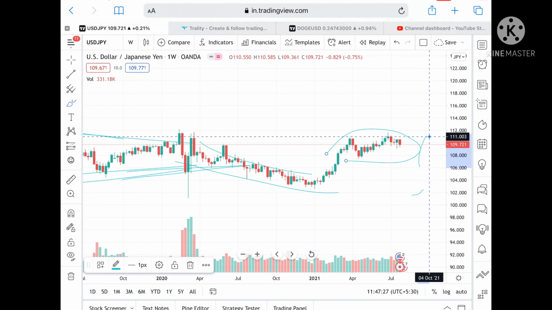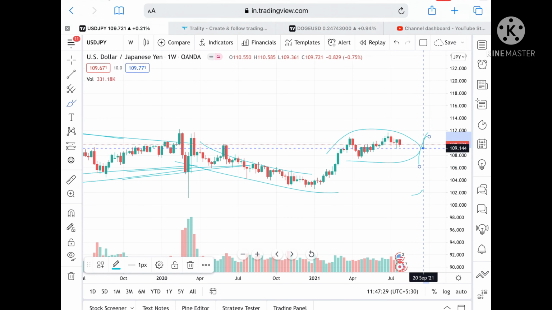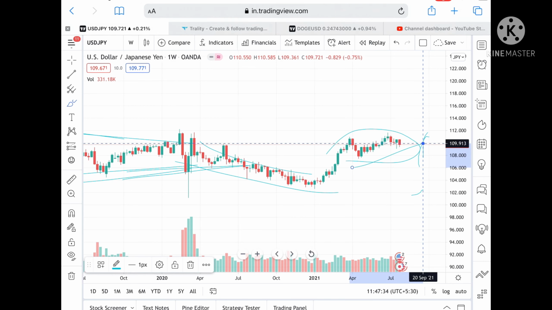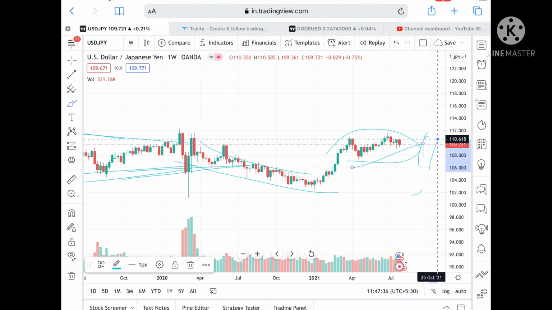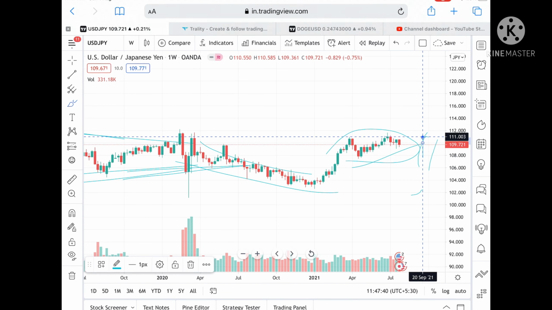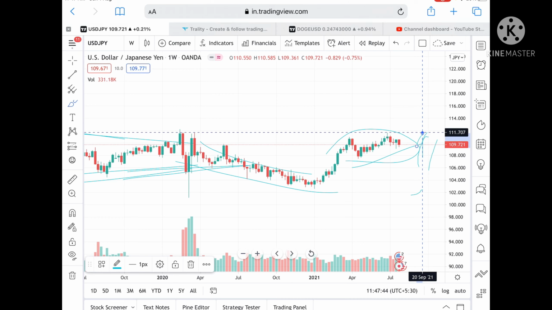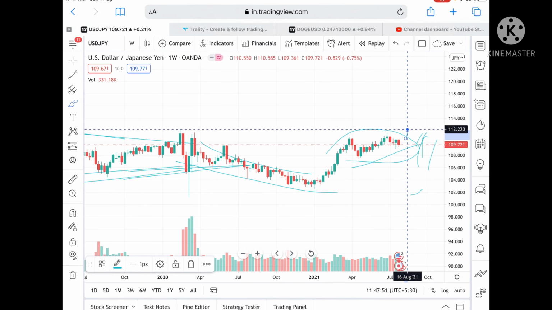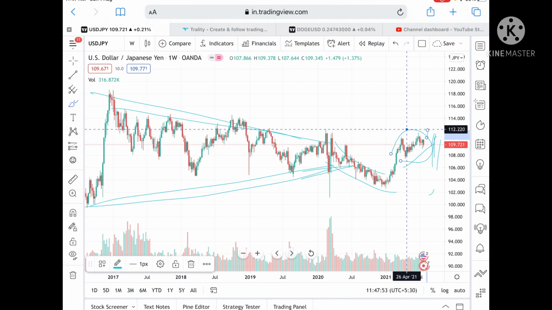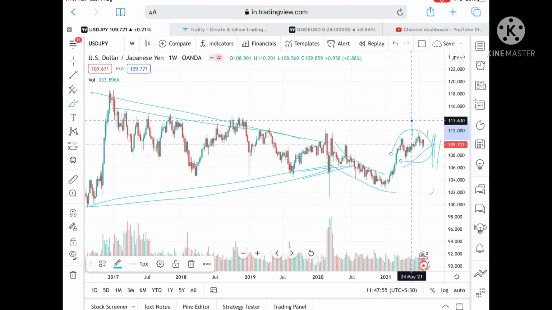So what you have to do is, again, suppose it stays above a level of 110.618, then chances will be very high that it can touch a level of 111. And if it goes above this level, then we can see a level of 111.707. But this level is already tested twice, so chances will be very high that it can touch a level of 112.220, and from there we can see a level of 113.694.